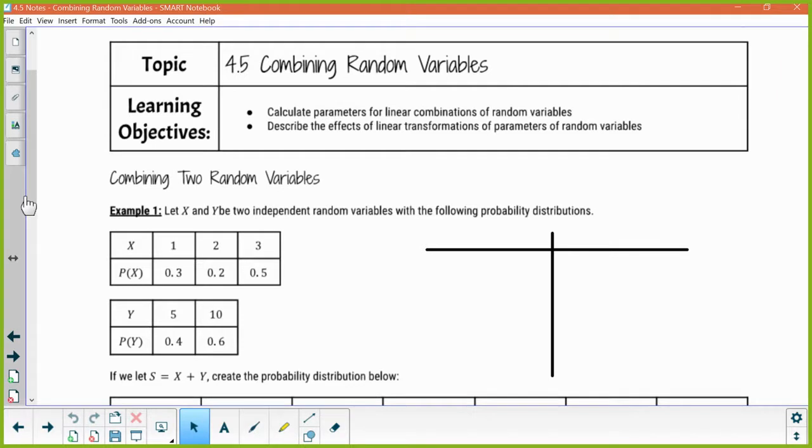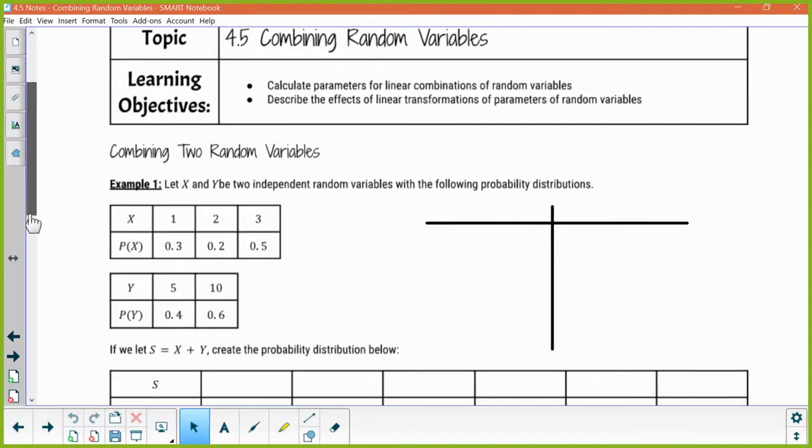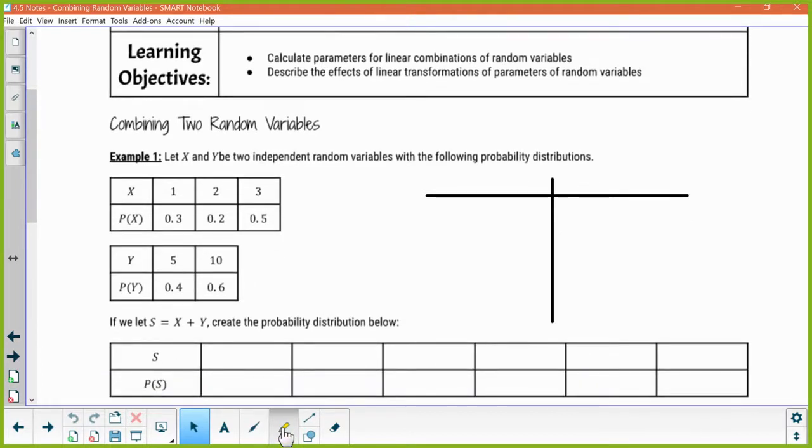Remember from our last lesson, we talked about how a probability distribution is the list of outcomes and their probabilities. All of the probabilities should add up to 1, and each individual probability should be between 0 and 1 in order to be a legitimate probability model. So they ask us, if we let S equal X plus Y, so I'm combining these two sets of data together, we want to create a probability distribution for that combination.